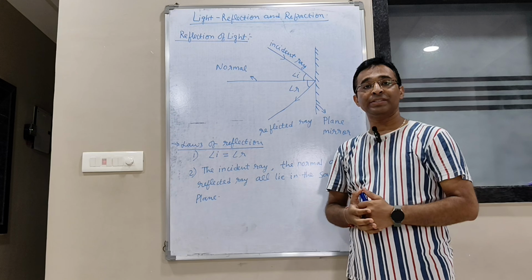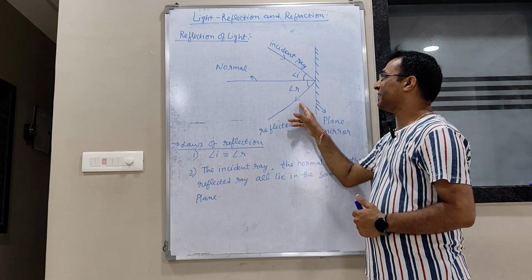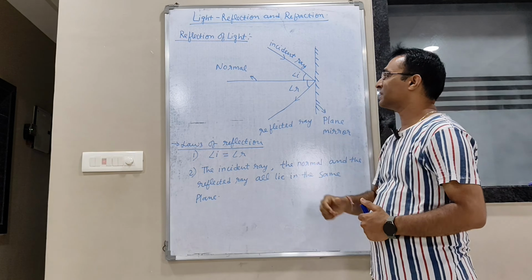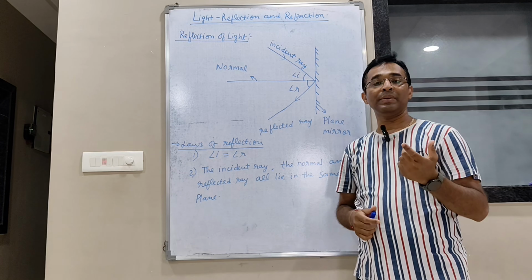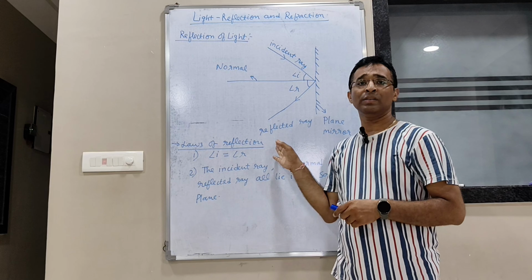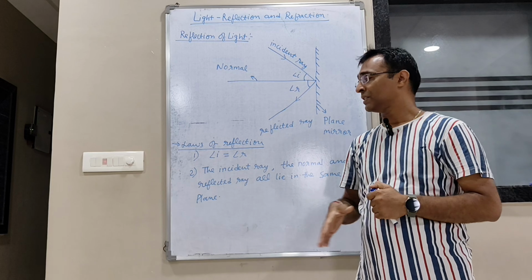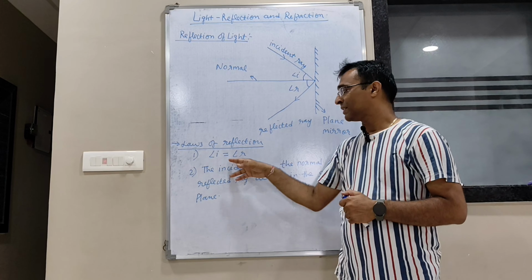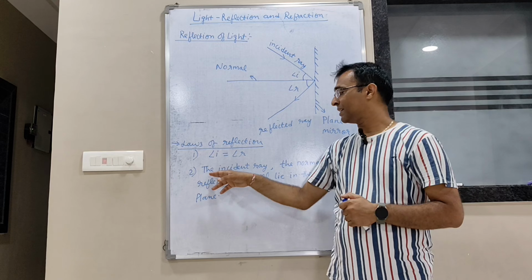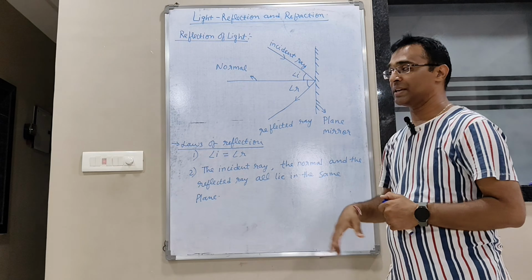Here, some important points are to be noted. This is the incident ray, this is the reflected ray, this is the plane mirror, and this is the normal. Angle i represents the angle of incidence, angle r represents the angle of reflection. So there is a law of reflection with regard to the reflection of light. There are two important laws in this. First, the angle of incidence is equal to the angle of reflection. Second, the incident ray, the normal and the reflected ray all lie in the same plane.